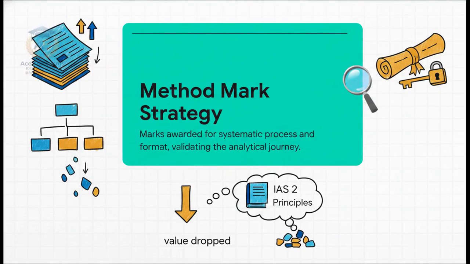In Cambridge accounting, examiners actually want to give you marks. They heavily award marks for your systematic process, your clear working, and your correct procedural format. This validates your analytical journey, even if your final numerical calculation is flawed under exam pressure. But there's a strict, unbreakable rule to trigger these method marks. You must always define your key terms first. You cannot just say the value dropped. You must define why it dropped using core IAS 2 principles before you even look at the numbers.